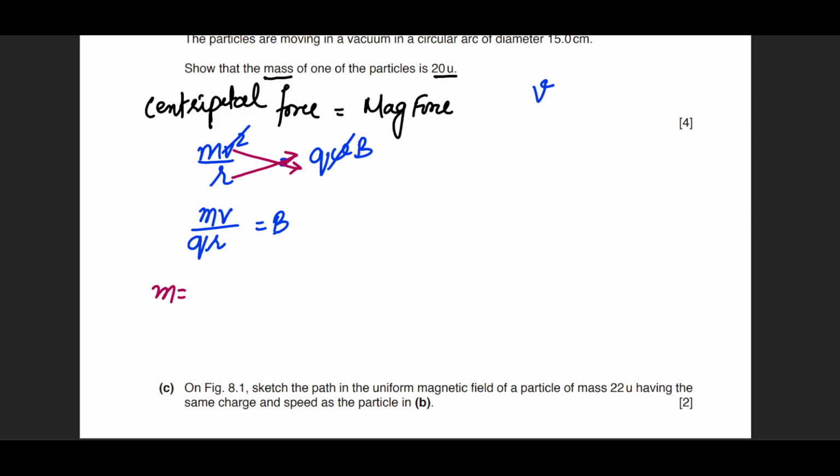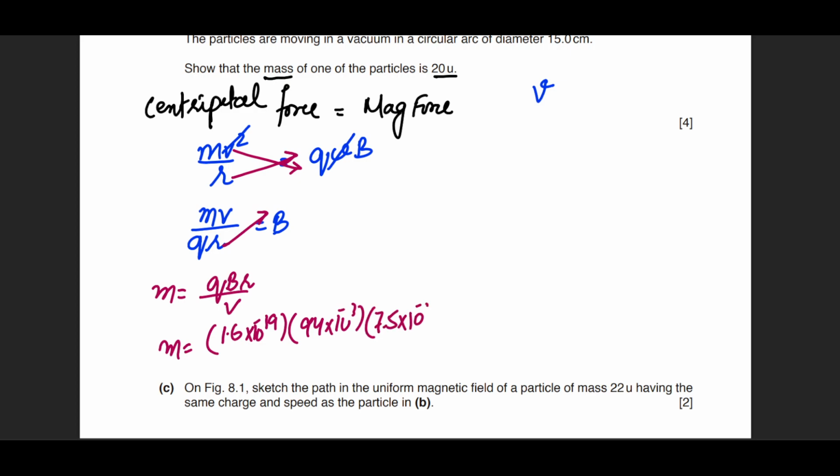So this is going to become m equals qBr divided by velocity. So this is what it's going to look like. This r is going to go up, so qBr divided by velocity. Let's replace the values and see what happens. So q is 1.6 into 10 raised to power minus 19, B is 94 millitesla, so power minus 3, radius is 7.5 into 10 raised to power minus 2, divided by velocity, which was given to you as 3.4 into 10 raised to power 4.